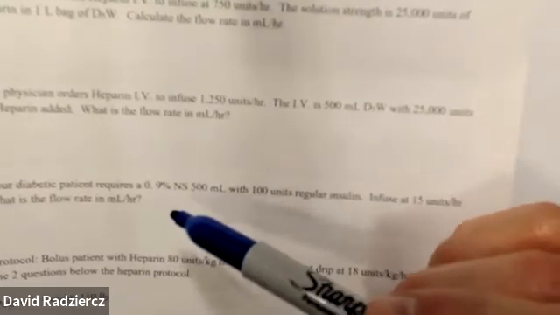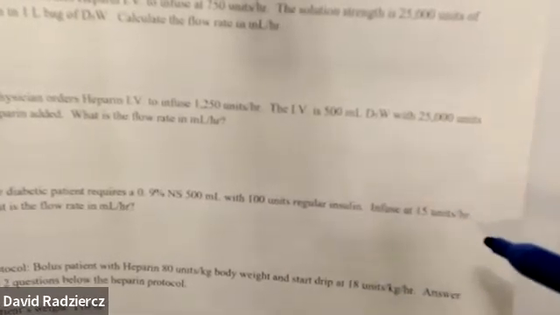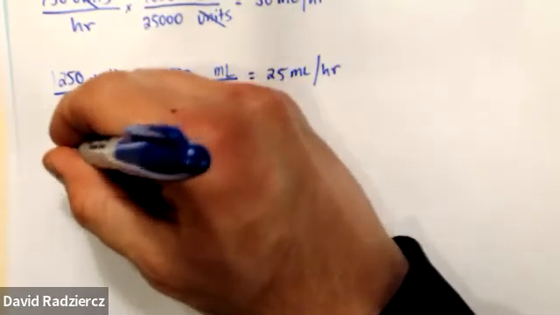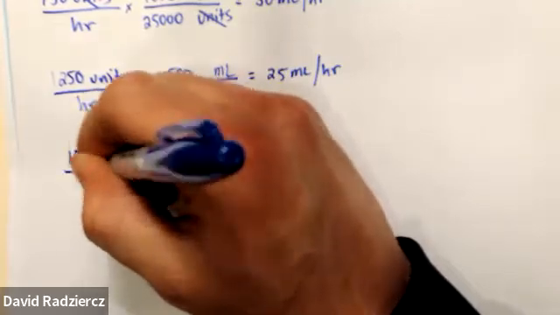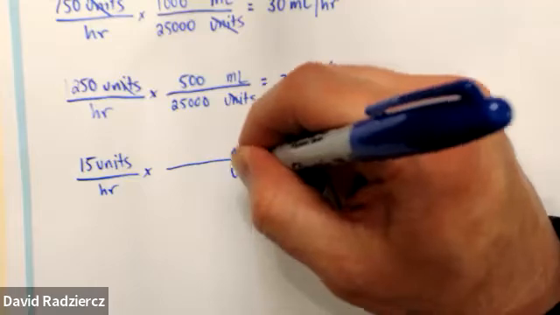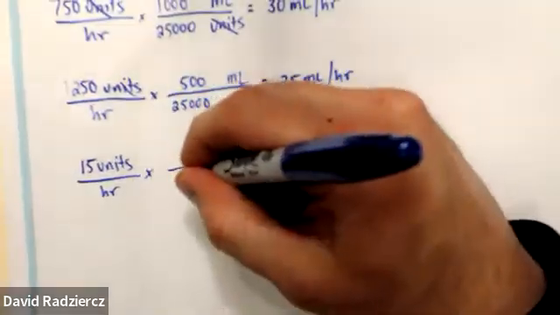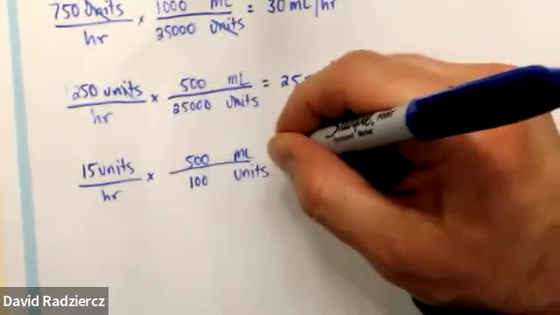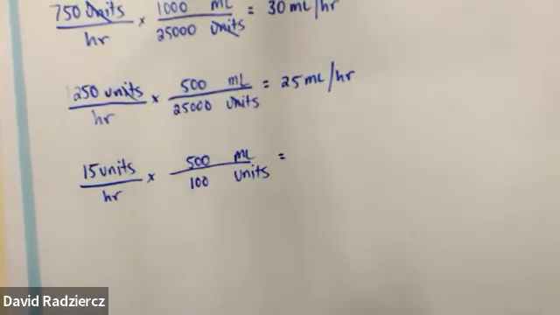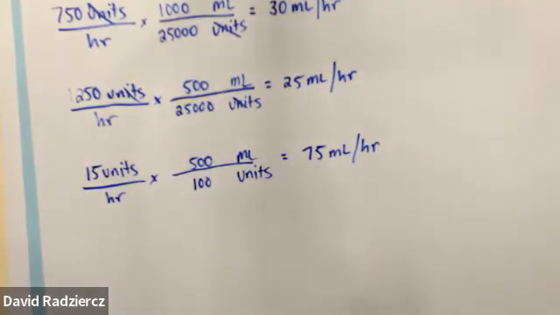All right. And then the last one, for your diabetic patient, they say 500 milliliters with 100 units regular insulin. It's infusing at 15 units per hour. Convert that to milliliters per hour. So I'm going to do the same thing. 15 units per hour. I don't want units. I want milliliters. What did it say? 500 milliliters and then 100 units. And then you're going to get 5 times 15, which would equal 75 milliliters per hour.